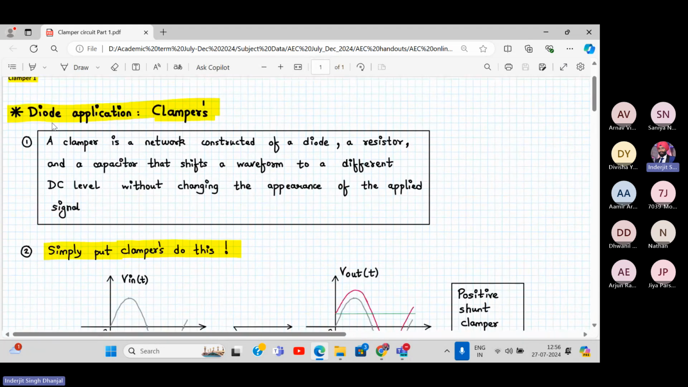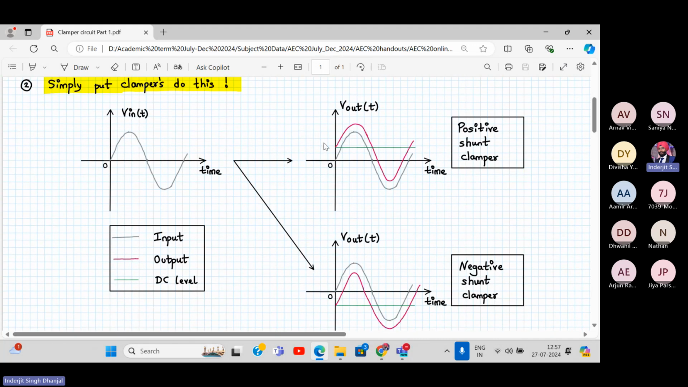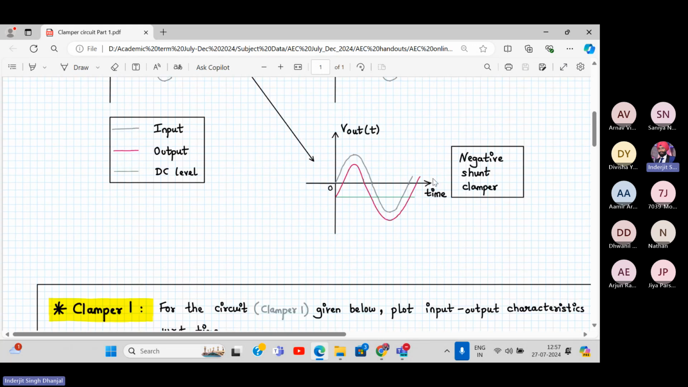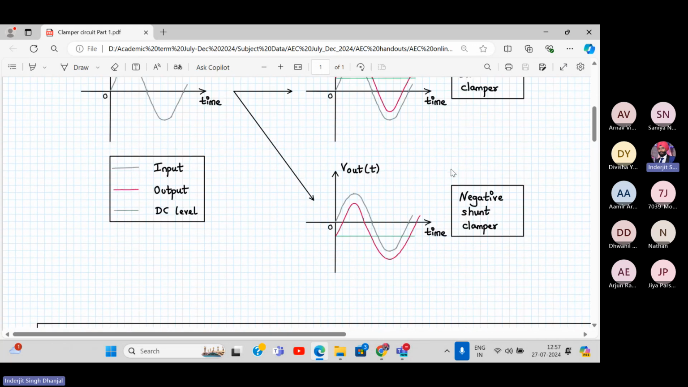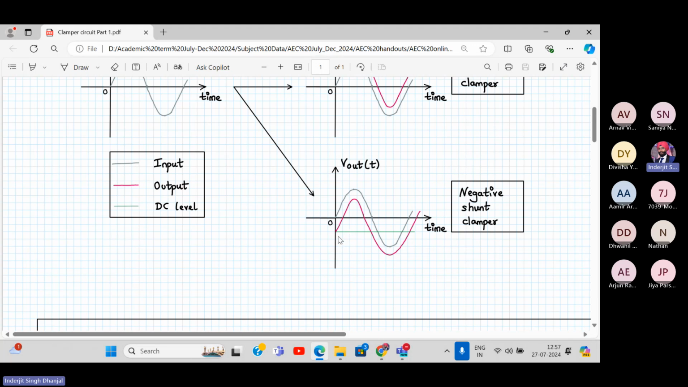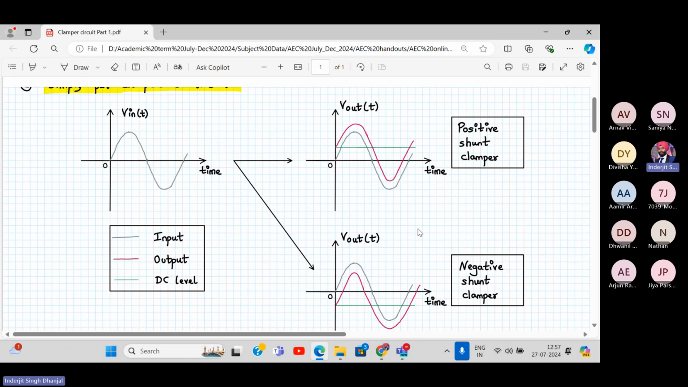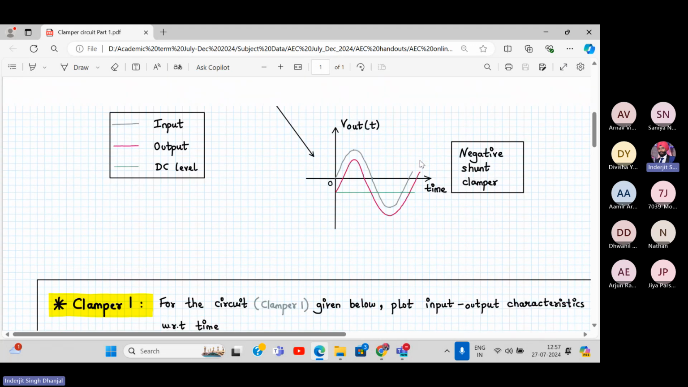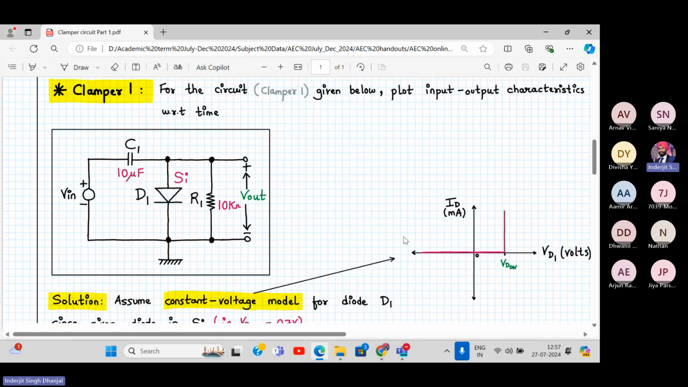So a clamper is a network constructed of a diode, a resistor and a capacitor that shifts a waveform to a different DC level without changing the appearance of the applied signal. So it would either clip the waveform above the DC level or below the DC level. So we have a positive shunt clamper or a negative shunt clamper. That's it. The DC level of the entire waveform is getting shifted. The output waveform is not distorted at all. It's all about the DC level shifting up and down.